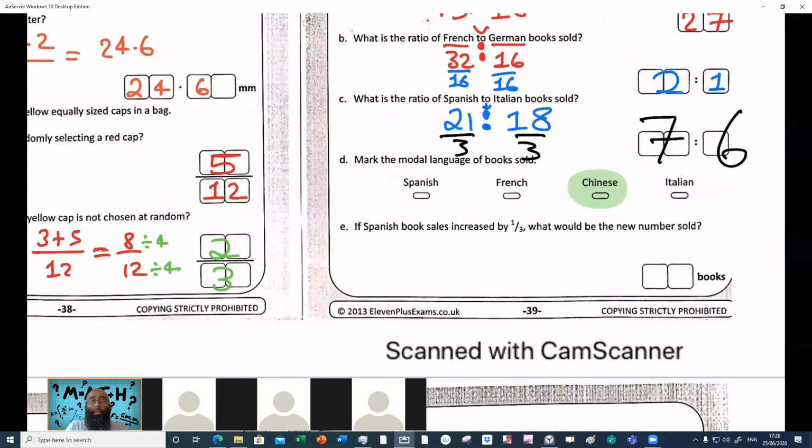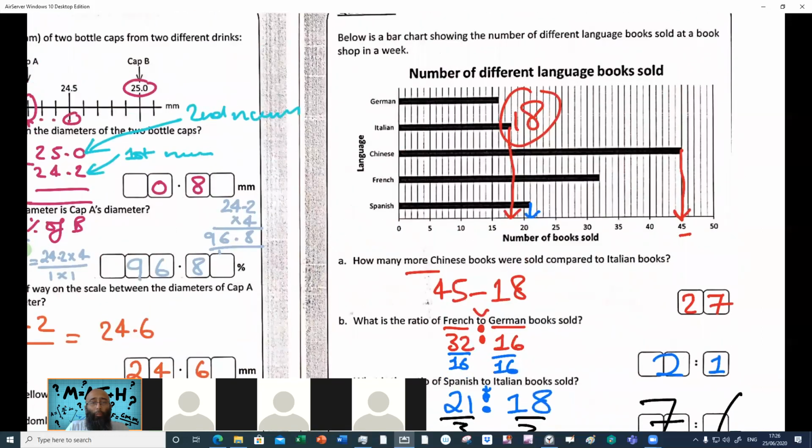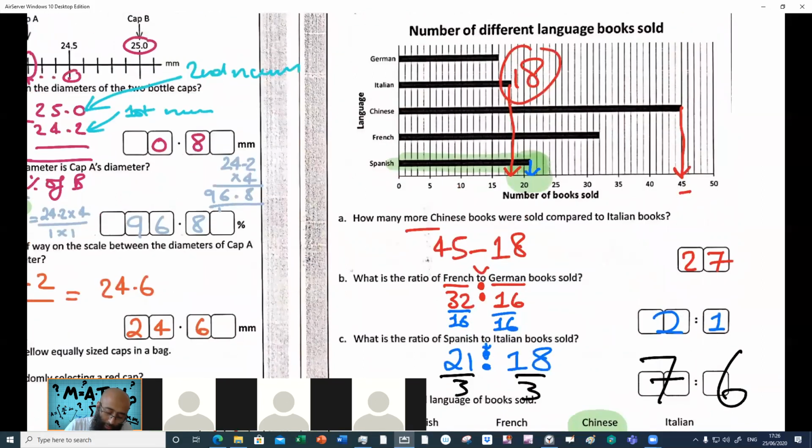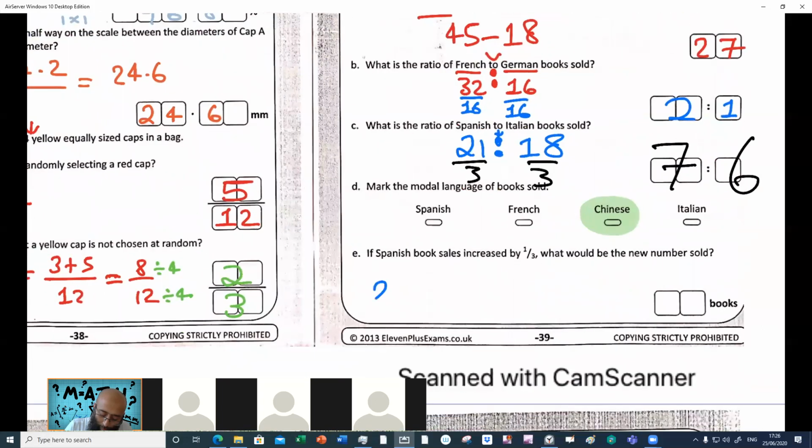Next question, please, Eliza. If Spanish book sales increased by 1/3, what would be the new number sold? Okay, all right, let's have a look. Spanish books. Where's Spanish? Spanish is here. Spanish was how much? 21. Let me change the color. So we've got here 21 books, and we're going to increase it by 1/3. So we're going to add on to it 1/3 of 21. Like that. That's the increased part.